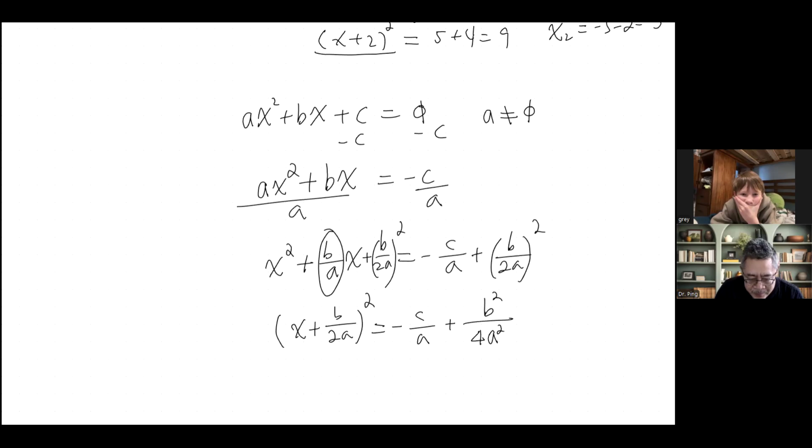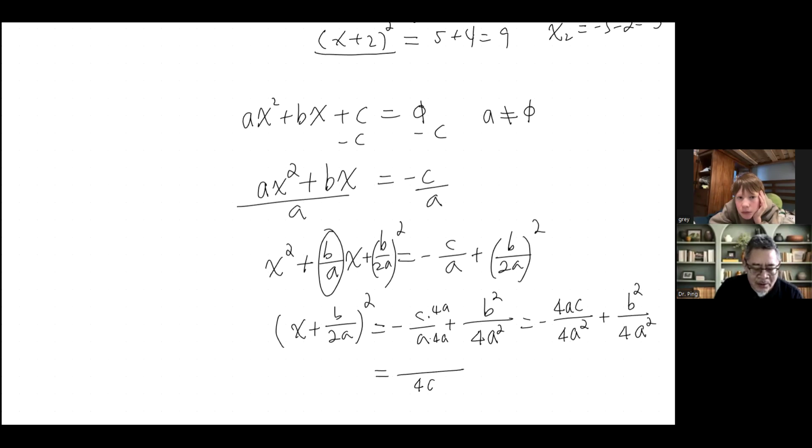Now we're going to add those two fractions. We have to change them to have the same common denominator. So we multiply by 4a on the top and 4a on the bottom. What we get is negative 4ac, that is c times a times 4, and the bottom is 4a squared. And we add b squared over 4a squared. So therefore, what we get on this side is b squared minus 4ac over 4a squared.